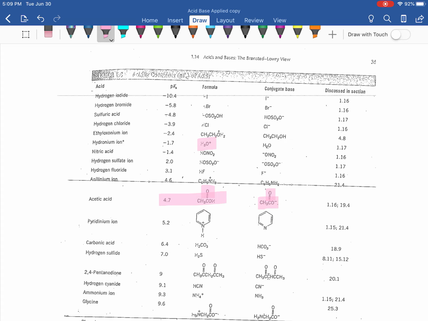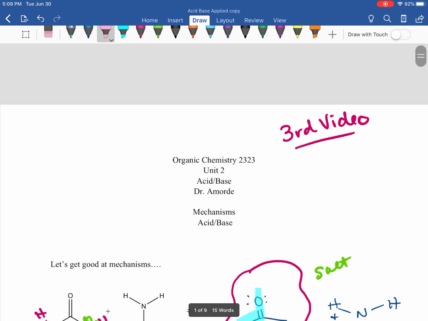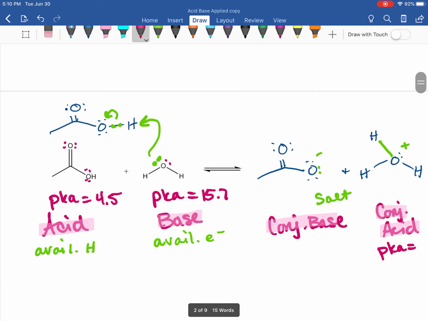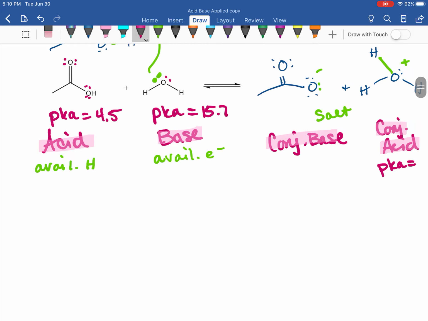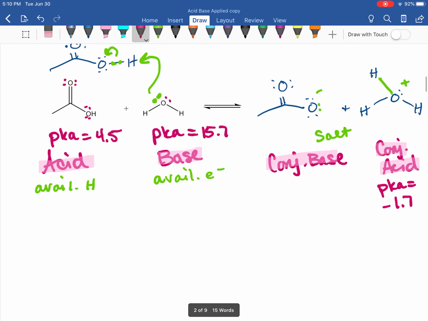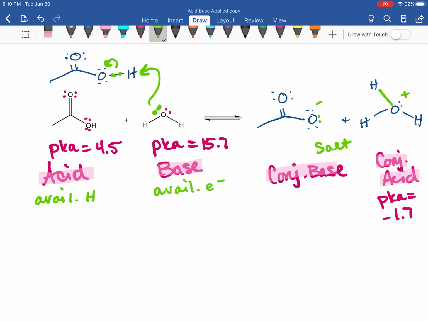Oh, and here's the cheating conjugate version. Okay, what is our hydronium ion? Ooh, negative 1.7. I bet that's going to win, right? If you were to compare acids, that's the stronger acid, negative 1.7. So then which way is our equilibrium going to lie? Is it going to lie towards this direction? Heck yeah. We're comparing 4.5 and negative 1.7. So our equilibrium would actually lie towards reactants.